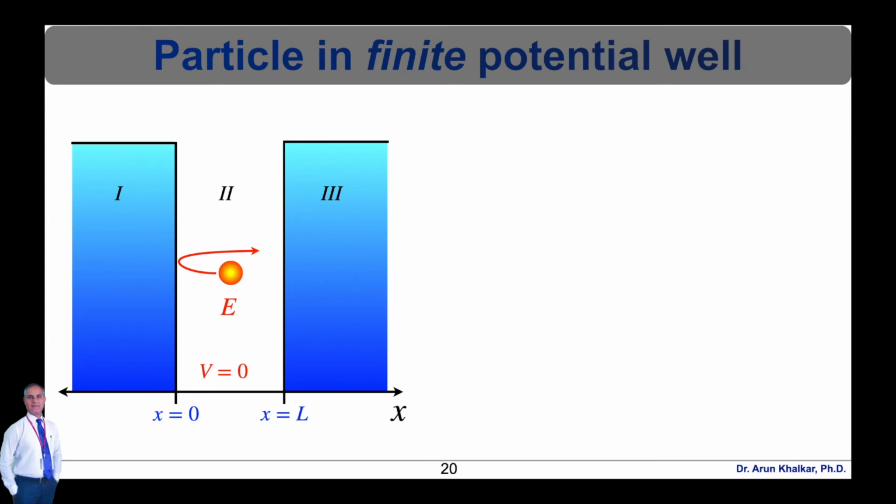It is possible for the particle to have energy that exceeds V0. So the particle can exit outside the box, and the wave function ψ of the particle will not be 0 at the boundaries of the box.